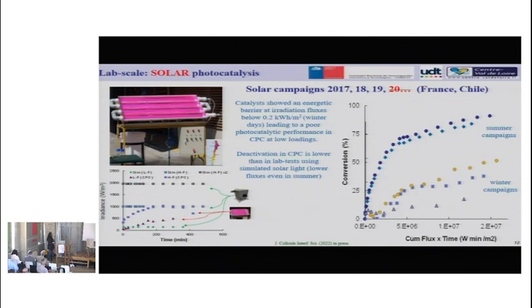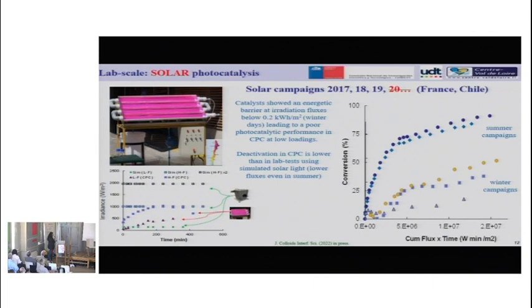So these are some of the conversions that we got in the summer and winter campaigns. You can see, of course, that there is a big difference. But anyway, you just have to put your reactor outside, and in winter you just need to accumulate the treatment for a longer time in order to get the same conversion. The interesting thing is that in winter, we don't have zero conversion.